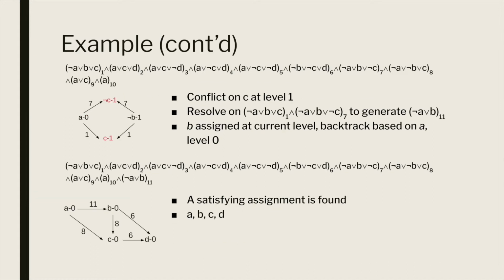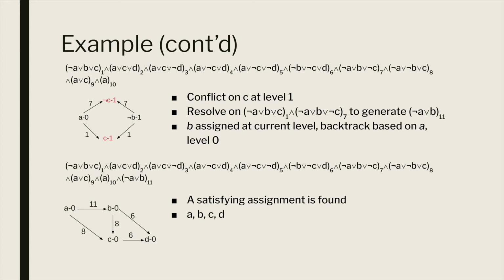to level 0. With a unit clause in our updated formula, we have an assignment of A at level 0, and then we make a guess of not B at level 1. This produces a conflict, with clause 7 implying not C and clause 1 implying C. We resolve this conflict on 1 and 7 to generate a new clause not A or B. Since B is assigned at the current level, we backtrack based on A to level 0.